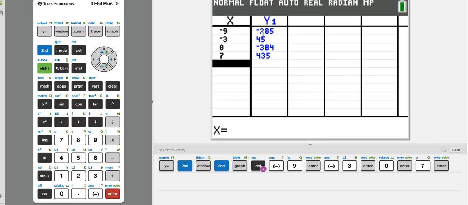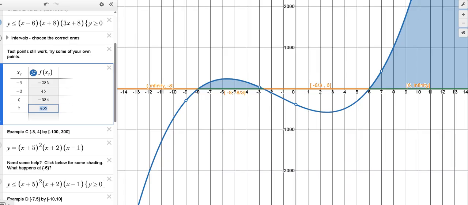And it doesn't matter if we're getting -285 or -285 million. All that matters is that it's negative. That's what we're looking to find out. And then positive, negative, positive. So you're getting the same information here that I showed you on Desmos. That, oh, it was negative here, it was positive here, negative, and then positive.